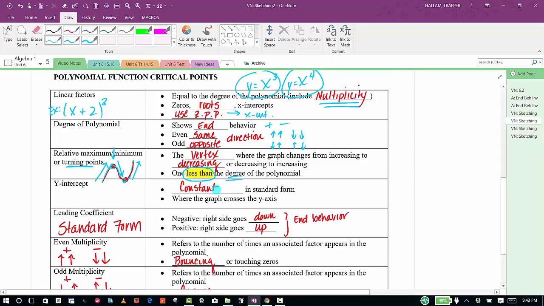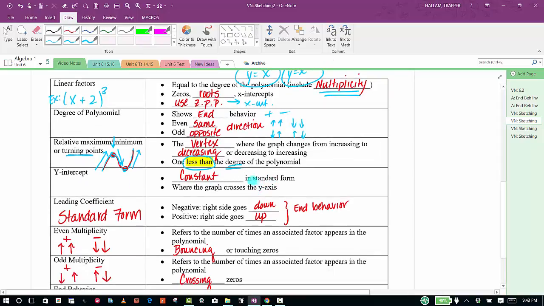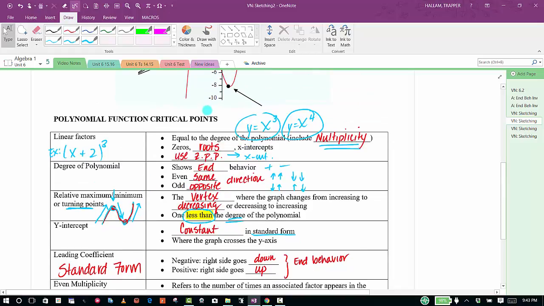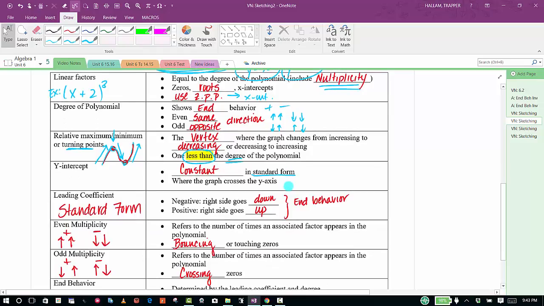All right, y-intercept, you know that. It's the constant in standard form. Make sure you're in standard form. Of course, it's where the graph crosses the y-axis. That's another piece, and again, let's label these. Make sure that we keep hitting this. These are the critical points that we're going to use to graph these, or critical pieces of information. Some are not exactly points.